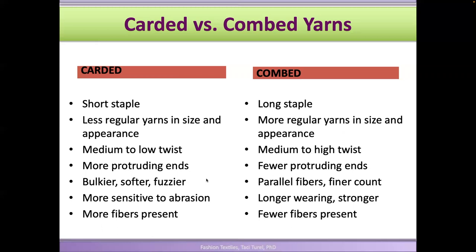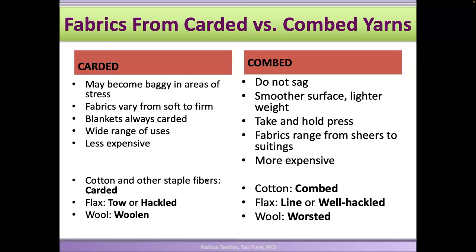Carded yarns are more sensitive to abrasion because of more protruding ends, but combed yarns are stronger and more durable because they are smoother. In carded yarns, there are more fibers because you have shorter fibers, so you have to add more short fibers to create the same length of yarn. Combed yarns usually have fewer fibers. Now, again, the durability is one of the main differences. Carded yarns are not as strong as combed yarns, so carded yarns can become baggy in areas of stress. So for example, if you have jeans made out of carded yarns, the knee areas may become baggy over time because of stress, but combed yarns usually don't sag.